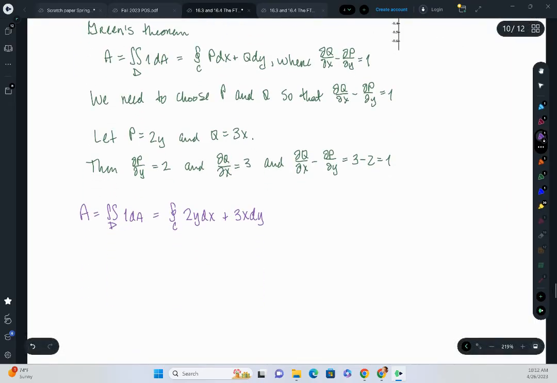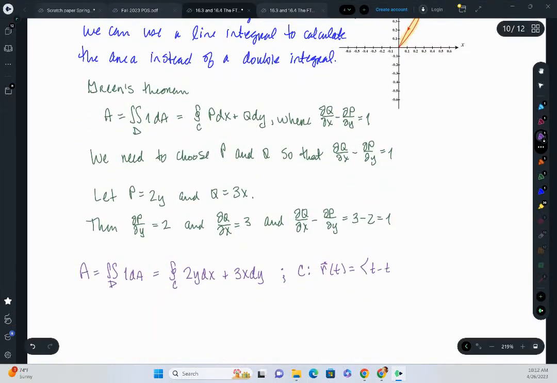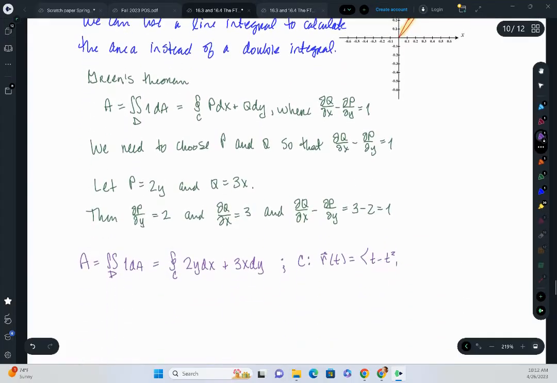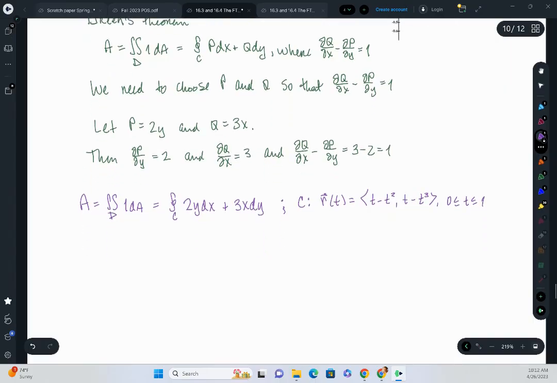Okay, so that's the line integral that we're going to use to calculate the area. Now, we know that the curve C is defined by r of t, which was given up above, has components t minus t squared and t minus t cubed, and t goes from 0 to 1. Remember that the components in r of t are the x of t and y of t values that we need to plug into our line integral.